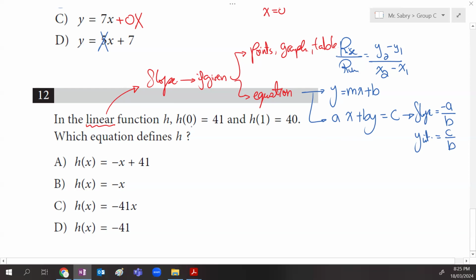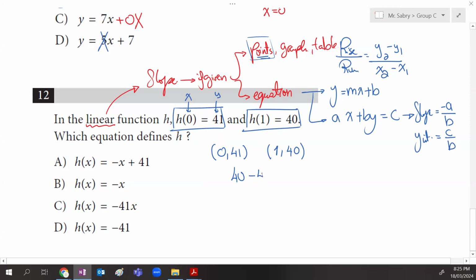Again, in this question, you're actually given points, but in an indirect way. Those are actually points. H of 1 equals 40 and H of 0 equals 41. These are points, where this is the x and this is the y. So you're given x 0 and 41, that's the first point, and you're given another point 1 and 40. How can you then now find the slope? Because you're given points, you'll use rise over run, which is y2 minus y1 over x2 minus x1. That would get you the slope as negative 1.